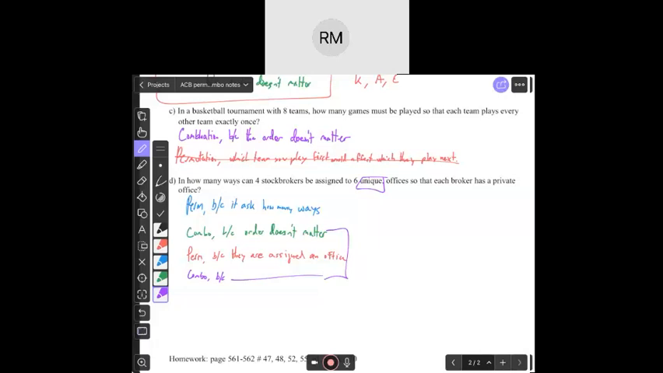The other thing that makes me think it's a little more permutation-y is that they are assigned an office, and if you had to make a map of where each person is, you would need to know where they are. That's the permutation idea. And if I moved them, that would create a new map, a new permutation. So I think this one hedges towards permutation, but I could definitely see it as being both.